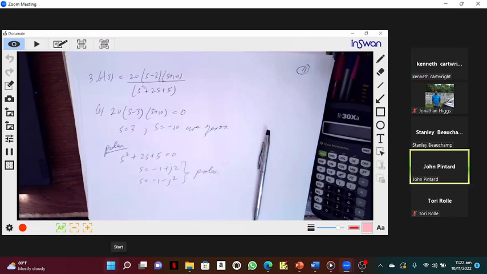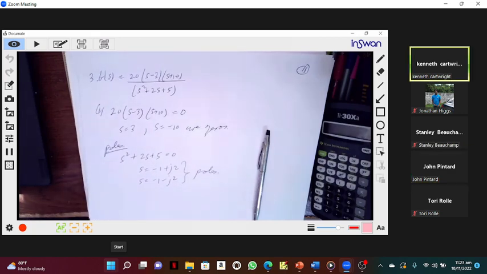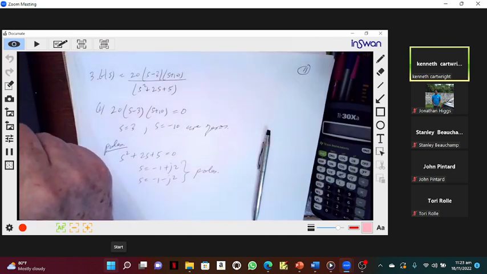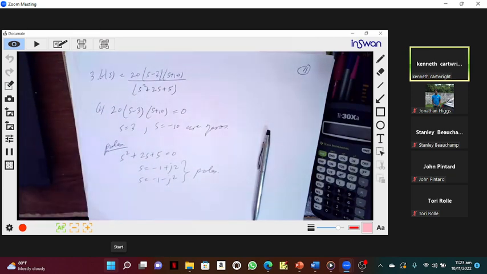You say poles is when the denominator... What did I say the definition of pole was? When the denominator goes to 0. Thank you very much. When the denominator goes to 0. In this case, that's when s squared plus 2s plus 5 goes to 0. In other words, the roots of that quadratic.